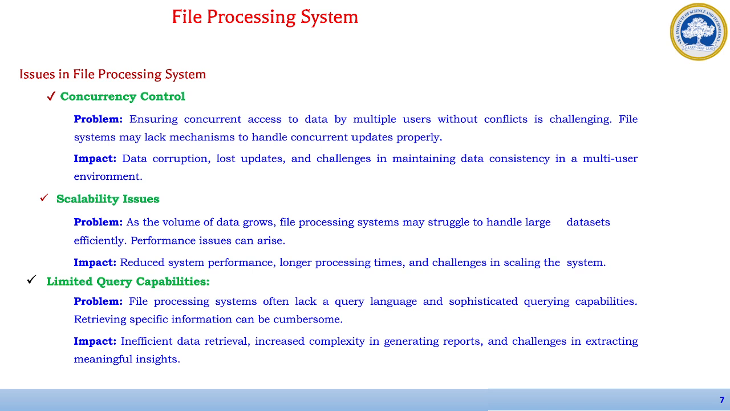And concurrency control. So the problem is that ensuring concurrent access to data by multiple users without conflicts is challenging. File systems may lack mechanisms to handle concurrent updates properly. Impact will be data corruption, lost updates, and challenges in maintaining data consistency in a multi-user environment.